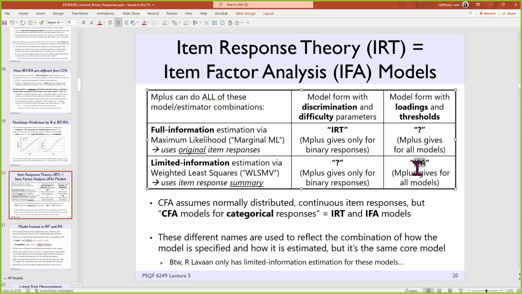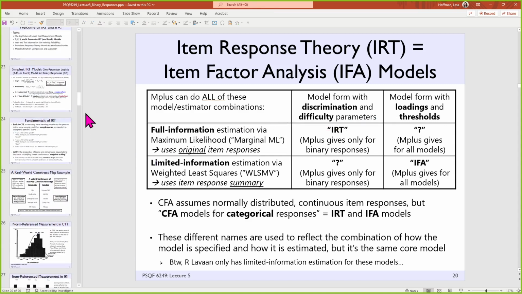There's nothing that stops you from reporting A's and B's out of limited information, in the same way that there's nothing that stops you from reporting loadings and thresholds out of full information. These are just conventions. It turns out that limited information estimation is much, much easier, much more conducive to having multiple factors, and thus is much more common in the world of structural equation models for categorical data. Traditional IRT programs, though, are going to predominantly use full information instead as their estimation option.